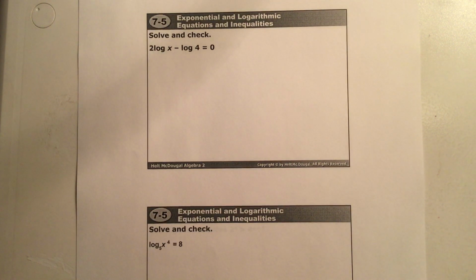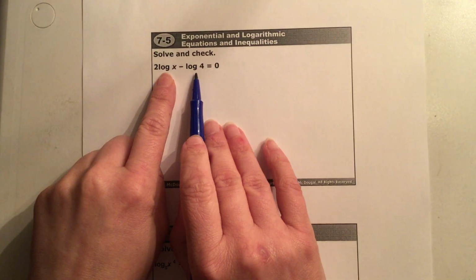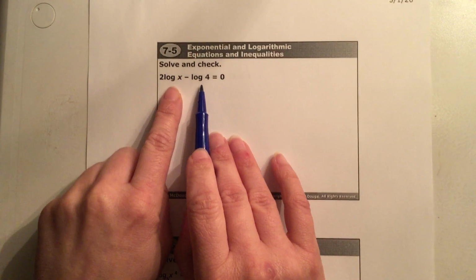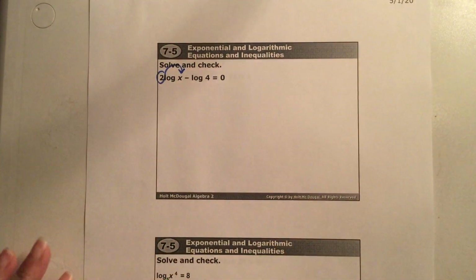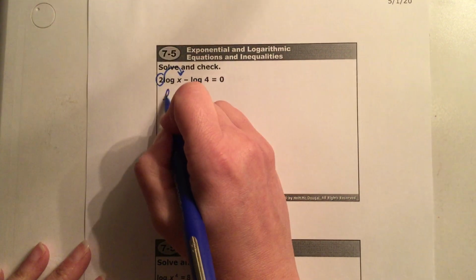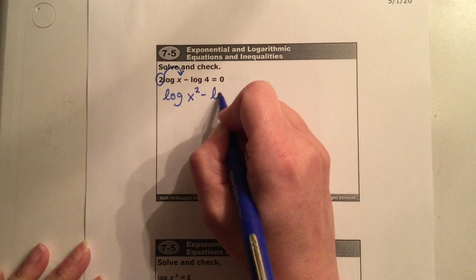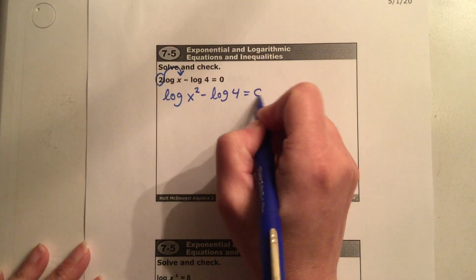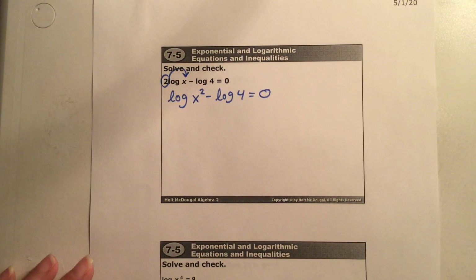Okay, let's look at page 6. Again, I have logs on both sides. You have to condense them. In order to condense them, you have to send any exponents back. So this was log of x squared minus log of 4 equals 0. Okay, so we're kind of working backwards. We have to condense it back.